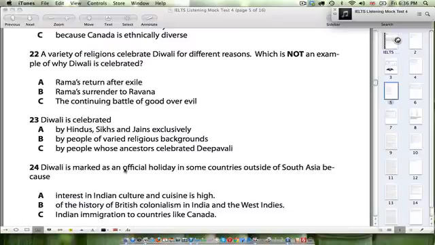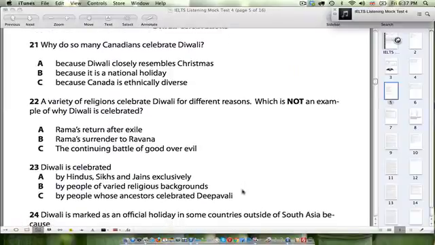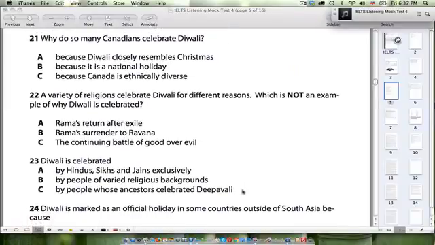Diwali is marked by an official holiday in some countries outside of South Asia because interest in Indian culture and cuisine is high. The history of British colonialism in India. Okay, a lot of these are going to be focusing on key language. So try to listen for a couple of these words that we've highlighted. If they talk about British colonialism at all, it's probably answer B. Indian immigration to countries like Canada. Perhaps. Let's listen. Now listen carefully and answer questions 21 to 24.